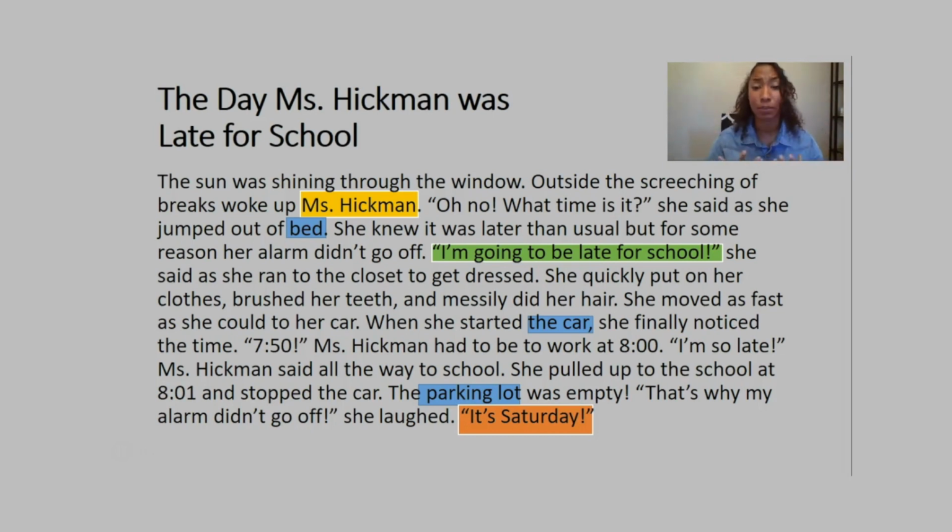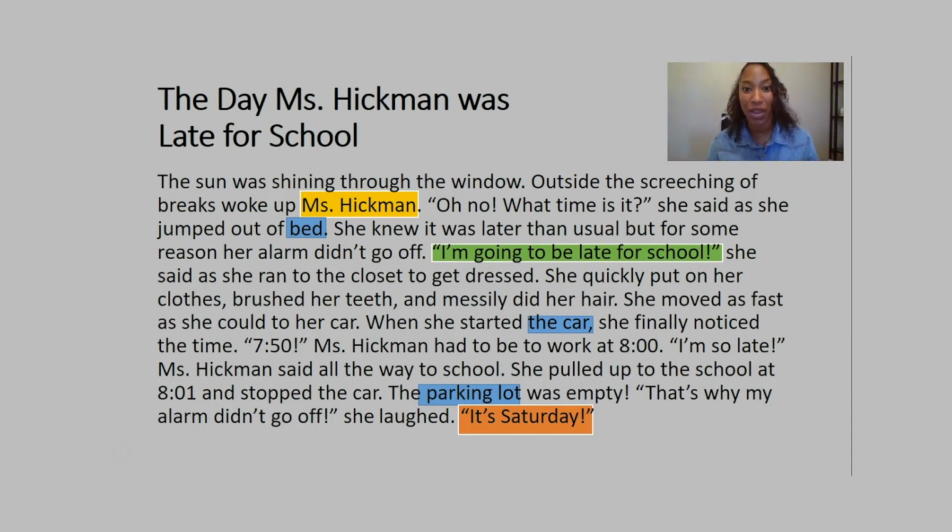So now we want to find some important events that happen at the beginning, the middle, and the end. So remember, it has to be something that our story will not make sense if we take it out, okay? So at the beginning of our story, I know the really important part is that she's late for school. Miss Hickman's alarm doesn't go off, which causes her to be late for school. She wakes up late. Okay, so we have our important events at the beginning. Miss Hickman wakes up late. Her alarm didn't go off. She's going to be late for school.